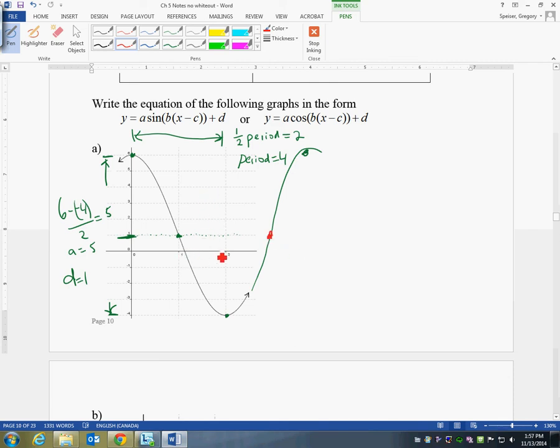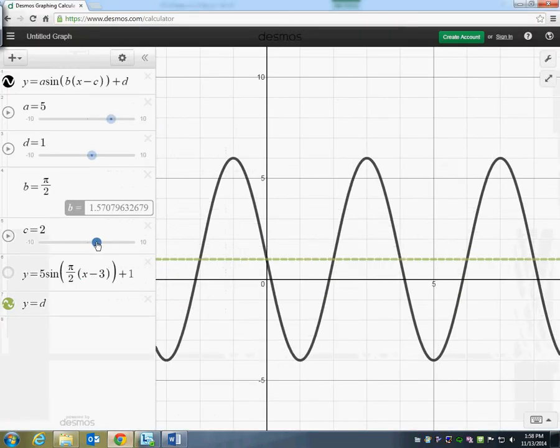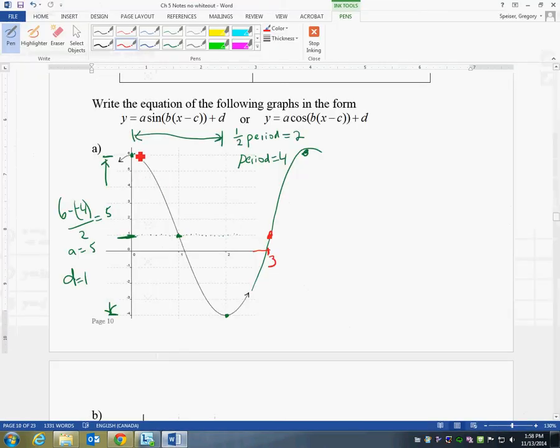Our scale goes 1, 2, that would be at 3. Okay, so we want to move C to the right 3. So if we go over here, and I will move C to the right 3, and there we go. So now it looks right. Now we've got what we want because we have this exact same shape, right?